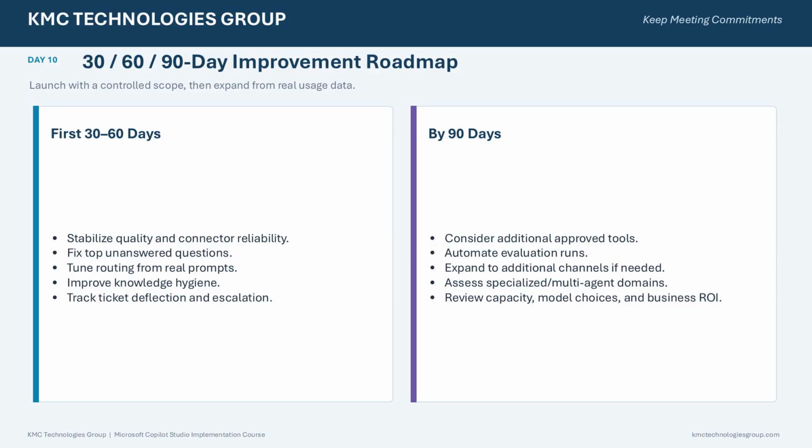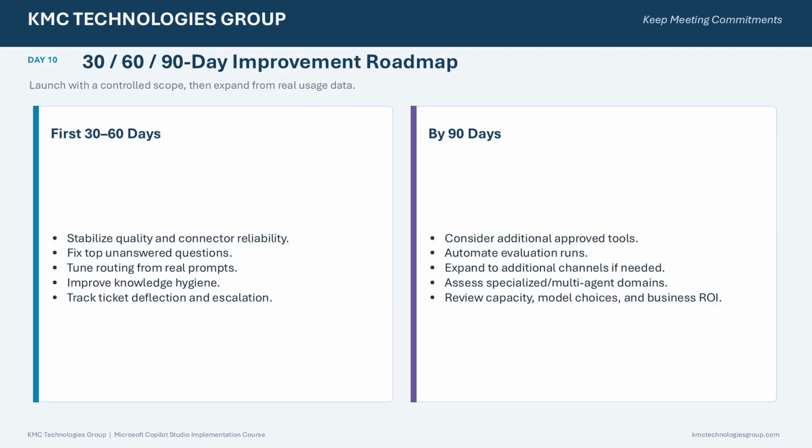Between 30 and 60 days, use production data to tune the service. Improve routing based on real user prompts. Resolve the highest impact knowledge gaps. Strengthen connector reliability. Review recurring escalations. Continue updating the regression dataset with newly discovered behavior. By this stage, production evidence should drive improvement decisions rather than assumptions.